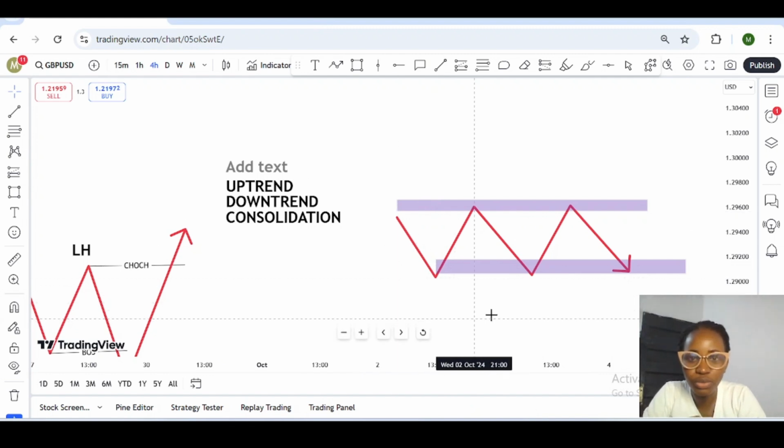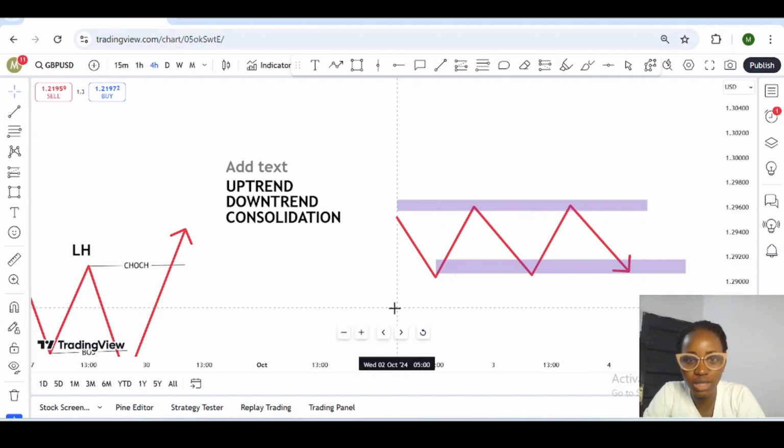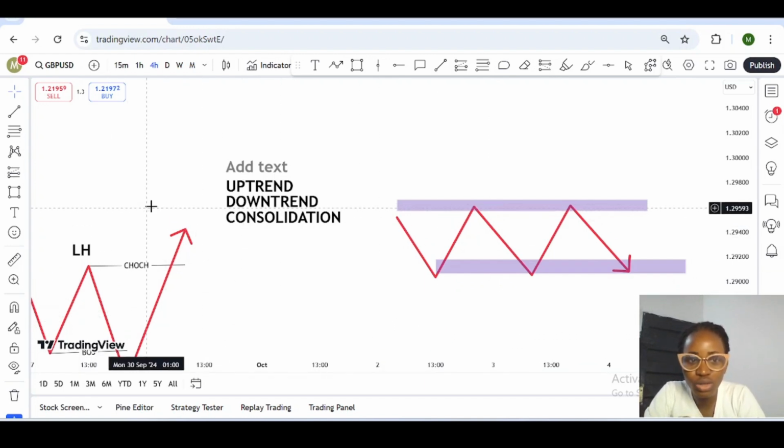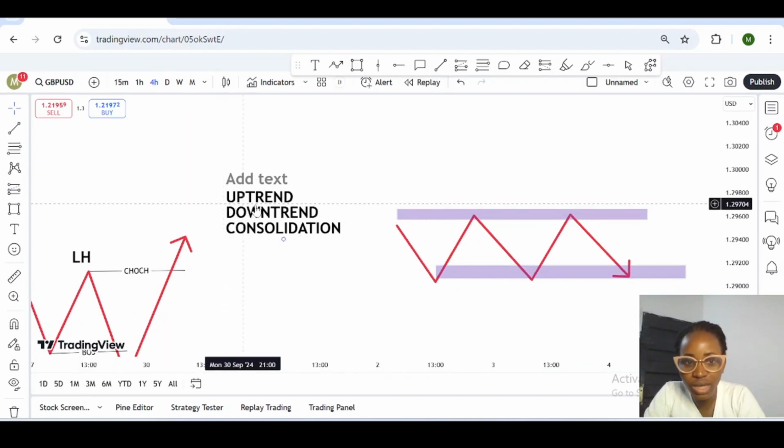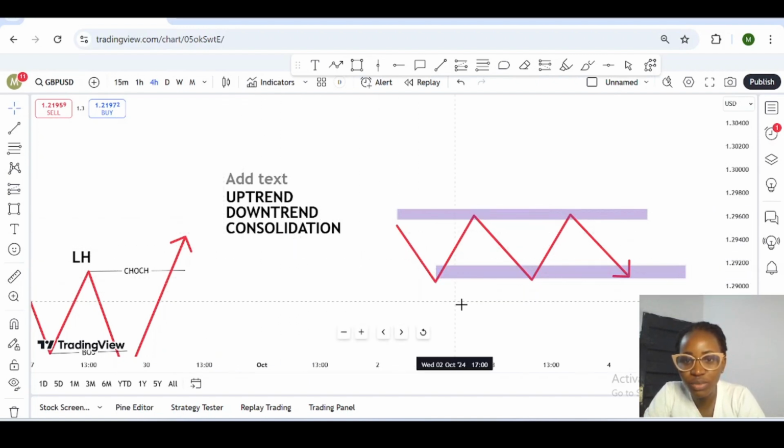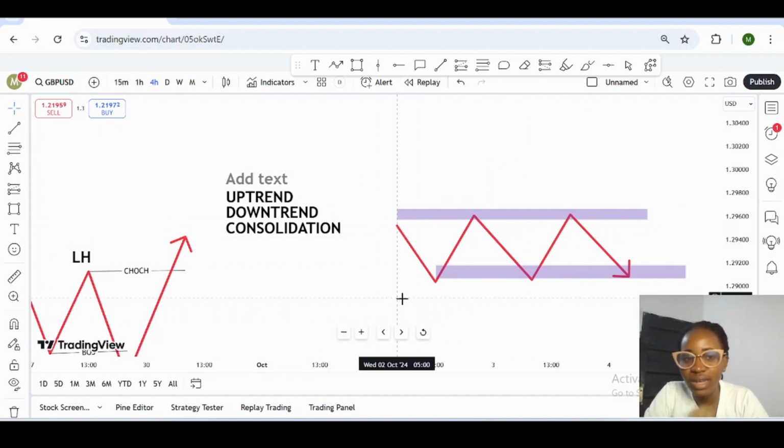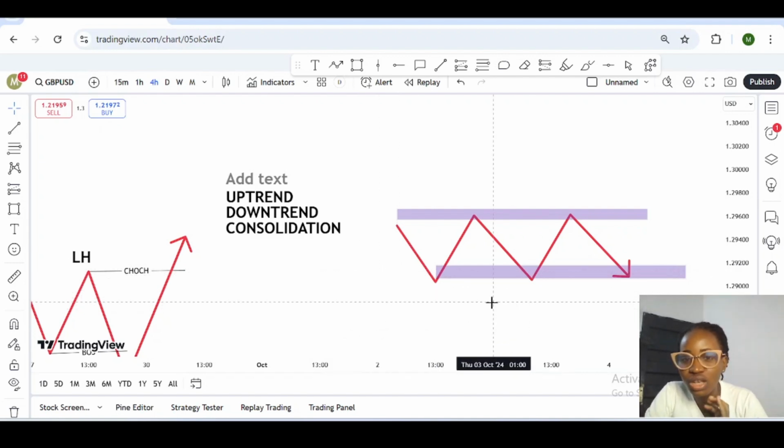So this is going to be like a part one to understanding market structure. Then part two will be going on the charts to identify what is called an uptrend, a downtrend, and a consolidation. So after this video, I'm going to post the next video because this one is already too long. This is the foundation. I had to take my time to explain this so you have a clearer knowledge of what is called an uptrend, a downtrend, and a consolidation. So when we go on the chart, you will not be confused.